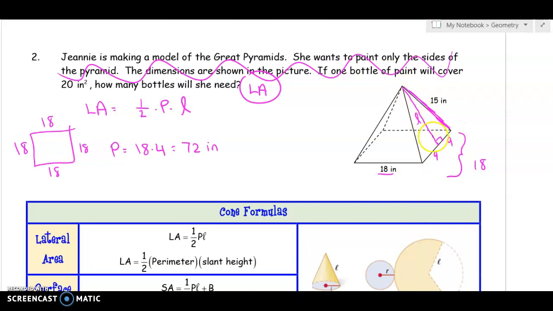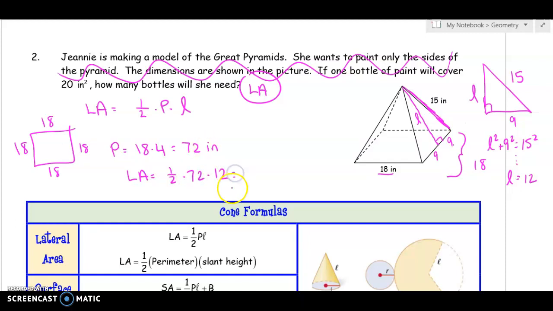If you look at just this right triangle that I've created, I've got L, 9, and 15. We're going to have to do Pythagorean Theorem to find the missing side. So Pythagorean Theorem comes up a lot. L squared plus 9 squared equals 15 squared. Solve for L, and you're going to end up with 12 for your slant height. So now we can find the lateral area. Lateral area is 1/2 times the perimeter, 72, times the slant height of 12, and you're going to get 432 square inches. So that's how that one would work.